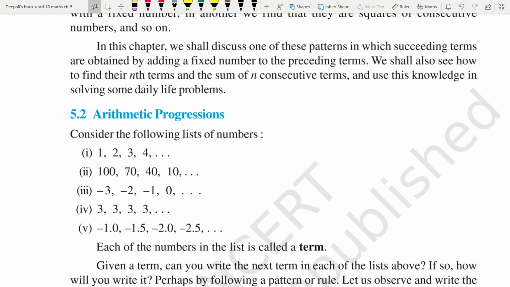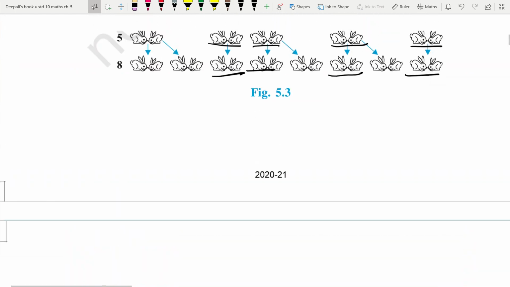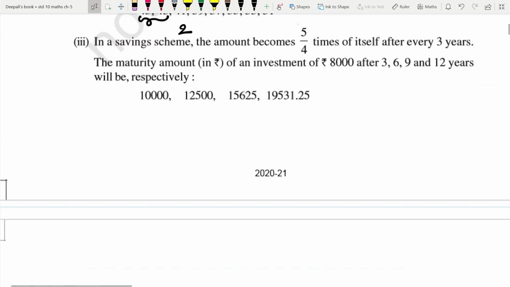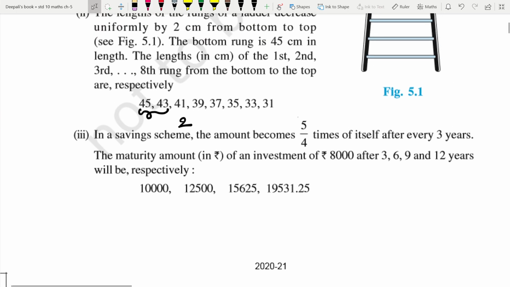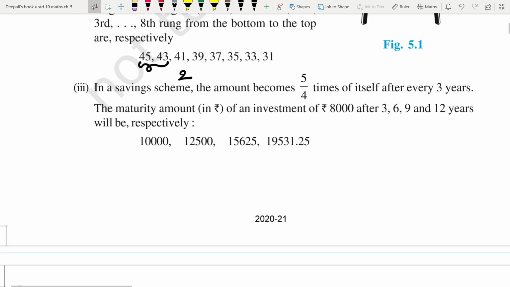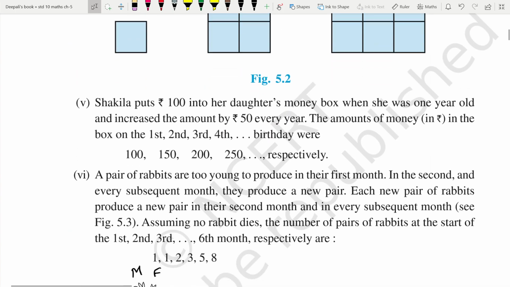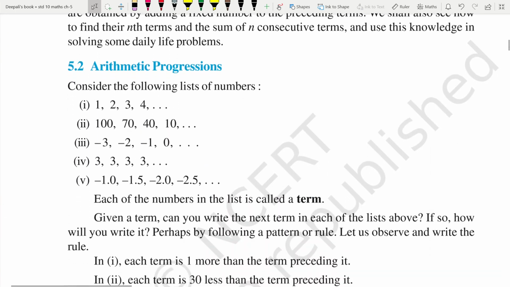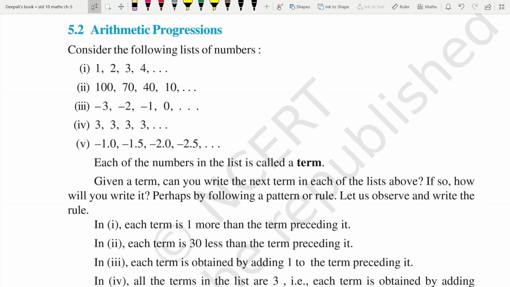Now let us see what is arithmetic progression. So these types of events which we saw in the case of rabbits, in the case of money matters and savings, or even in the case of a ladder, there is an increasing or decreasing pattern. This pattern of numbers is called an arithmetic progression.